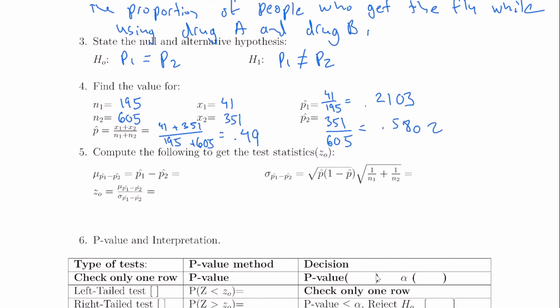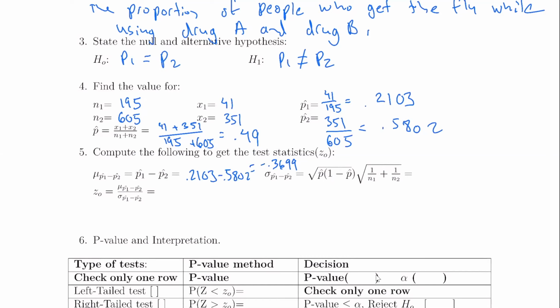P hat of 1 is 0.2103 minus 0.5802. If I do that, you actually get negative 0.3699. So roughly there's a 37% difference. There's a huge difference between one drug and the other, because drug B worked 58% of the time, and drug A only worked 21% of the time.